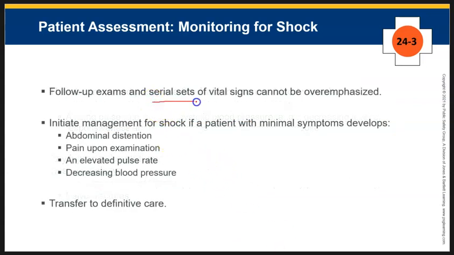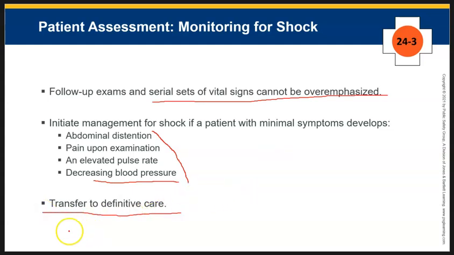Serial sets of vitals will give you a good clue to this, watching for trends in the vital signs. And consider again abdominal distension or pain or elevated pulse rate and decreasing blood pressure as key signs for shock setting in on this patient. We might provide high flow oxygen and transfer to definitive care.